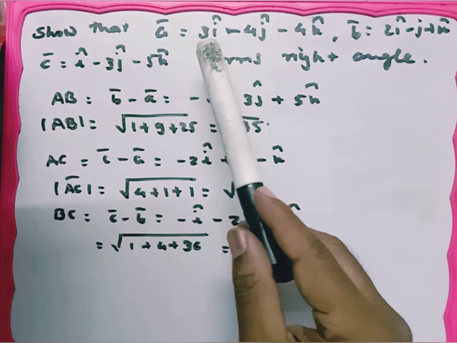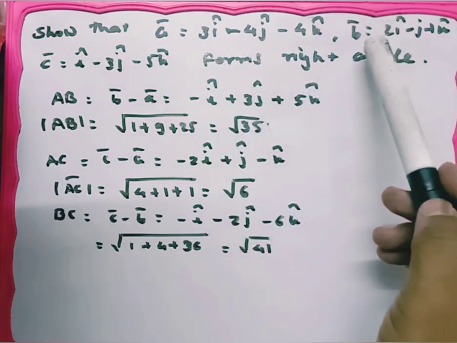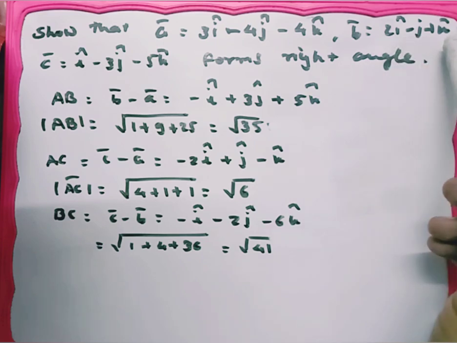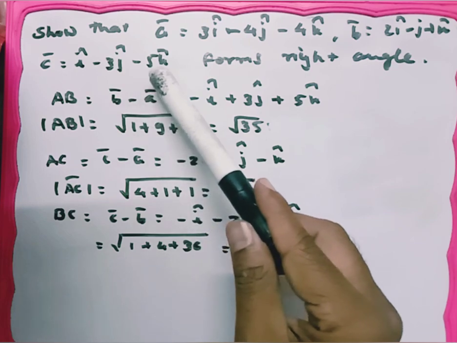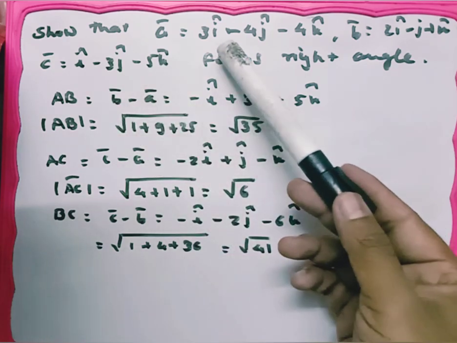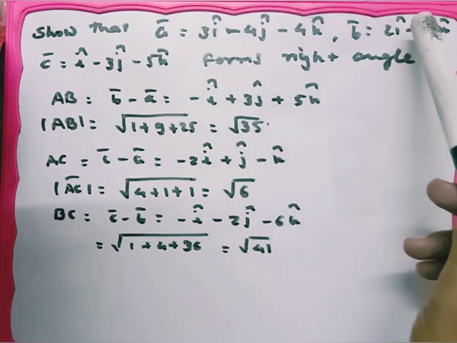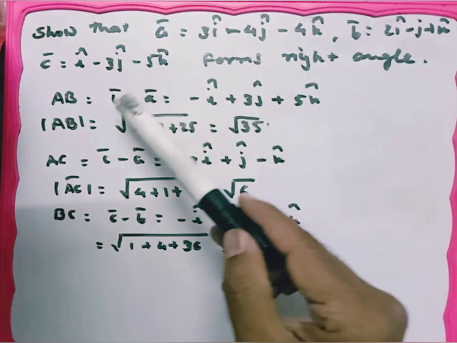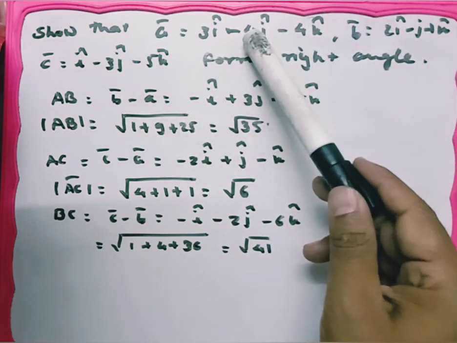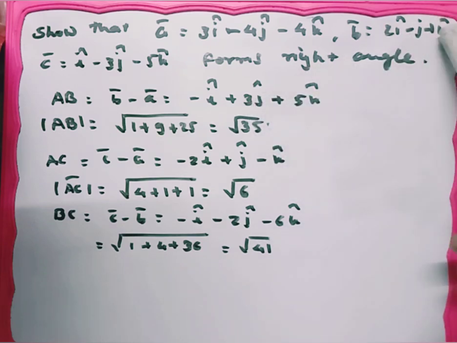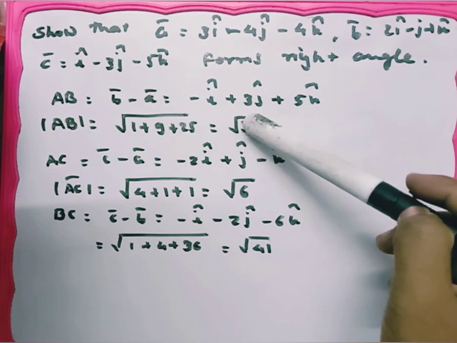Question 17, we have a bar equals 3i minus 4j minus 4k caret, b bar equals 2i minus j plus k caret, and c bar equals i caret minus 3j minus 5k caret as 3 points, then they form a right angle triangle. So we find the position vector of AB, b bar minus a bar. So 2 minus 3 is minus i caret, minus 1 plus 4 is 3j caret, and 1 plus 4 is 5k caret, and so the AB magnitude is root 35.